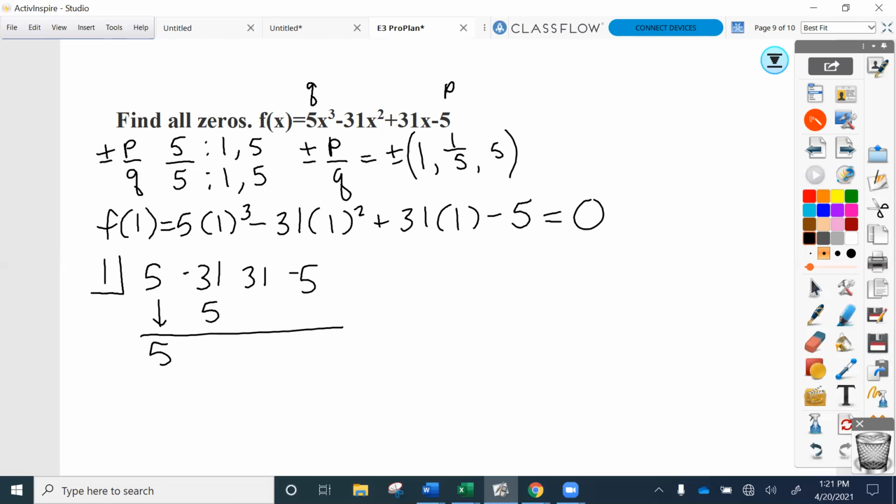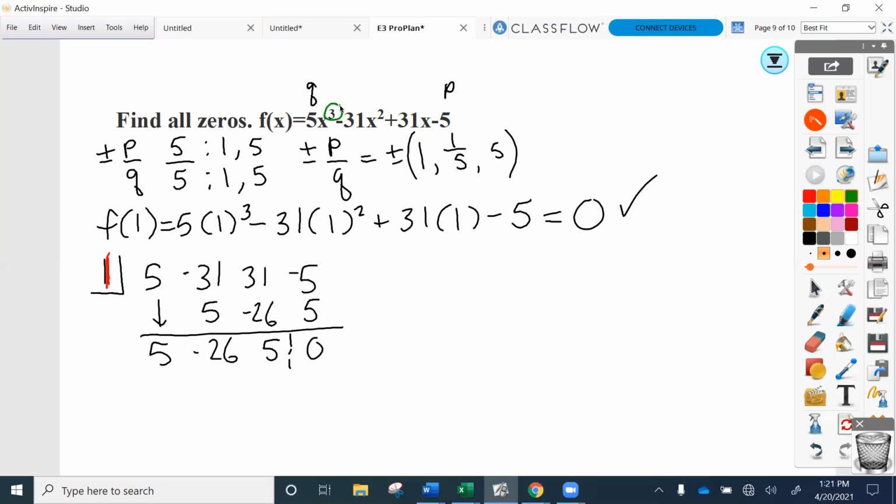1 times 5 is 5. Add those two together, you get negative 26. Multiply it by the red one here, and you're going to get negative 26. You add it, you will get positive 5. Multiply 5 by the red one again. Here you get positive 5, and then when you add that, you get a 0. We should not be surprised because we knew if this is equal to 0, then the remainder for synthetic division will also be 0. All right, so now we have our depressed equation.